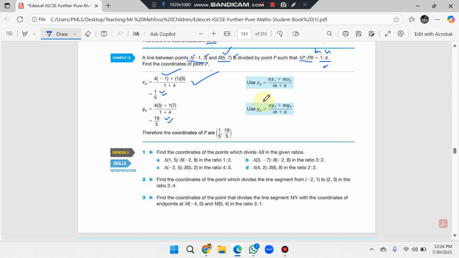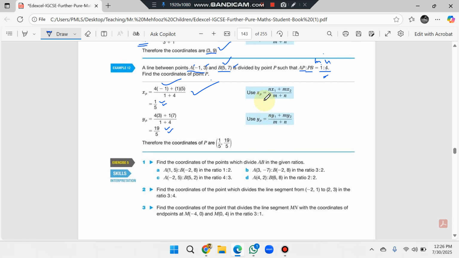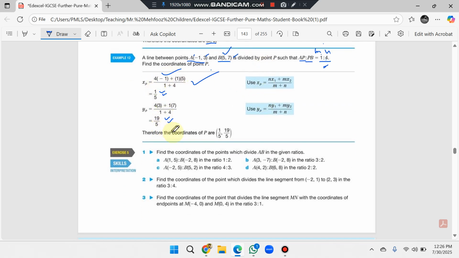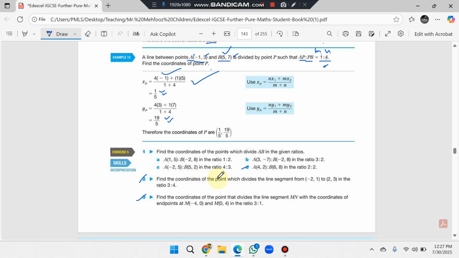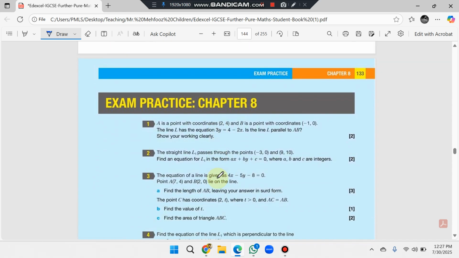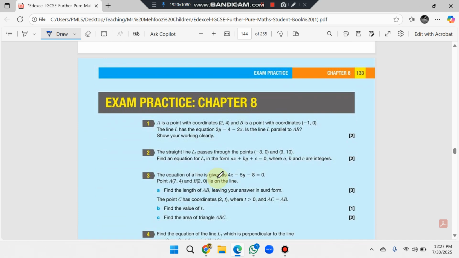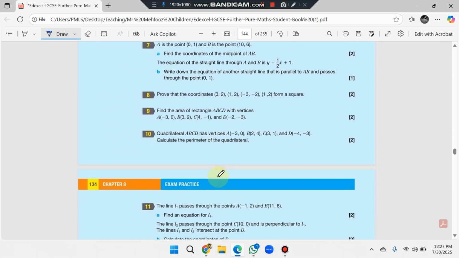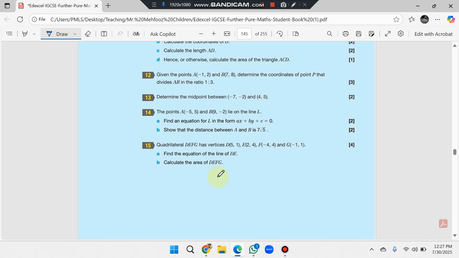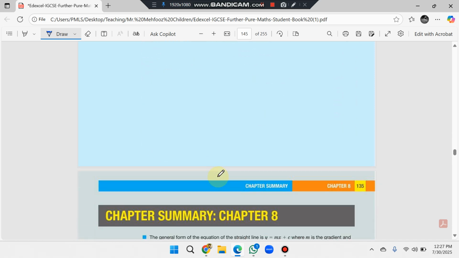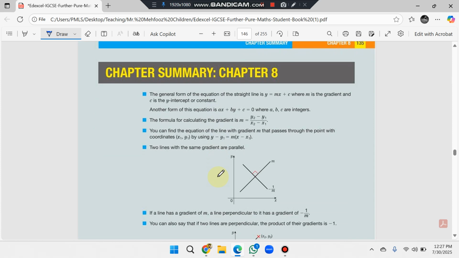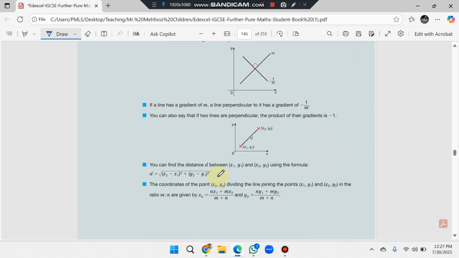No. Okay. Here is the next exercise of this topic. You have to do question number 1 part D, question number 3 and question number 2 of this exercise. And after that, here we have exam practice questions. After doing the exercise, we have to do one or two exam practice questions. After that, we have the summary of this chapter 8.